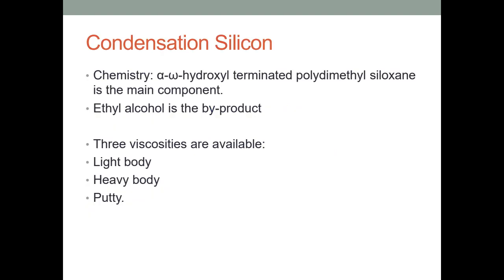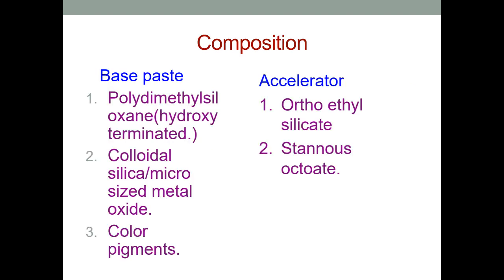Coming to the condensation silicones, these are the chemical reactions. They are mainly available in three consistencies: light body, heavy body, and putty. This is the composition of the material: the base paste having this composition, and the accelerator.